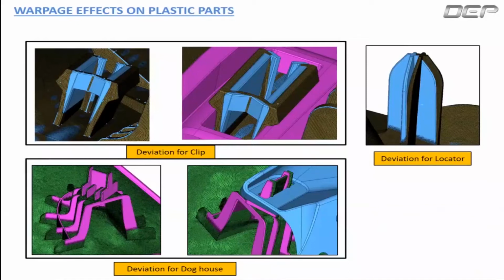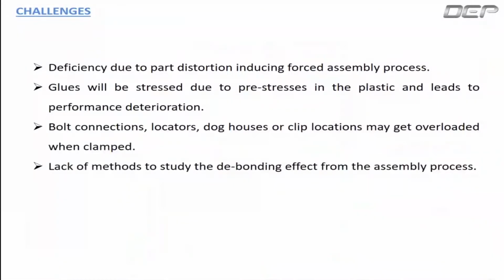Now let's look into the challenges which we currently face when we encounter these warpage issues. First one, the part distortion, which is going to add a lot of additional force into the assembly process. This forced assembly process will in turn add a lot of pre-stress to the glues, which attach these trims to a metal or any other substrate. With all these pre-stresses, we will end up with a lot of performance deterioration over a period of time.